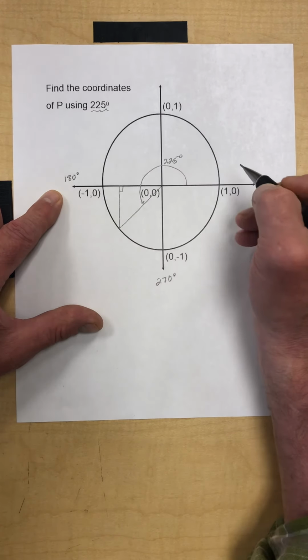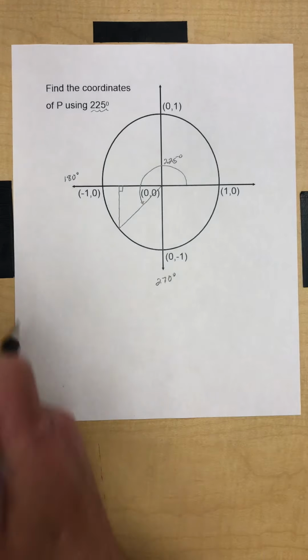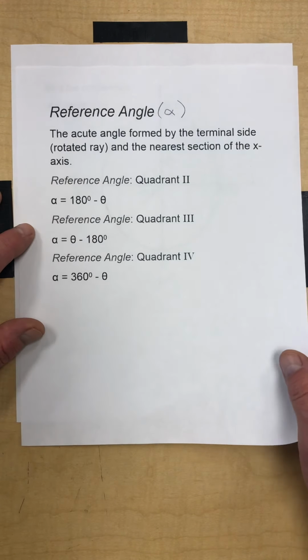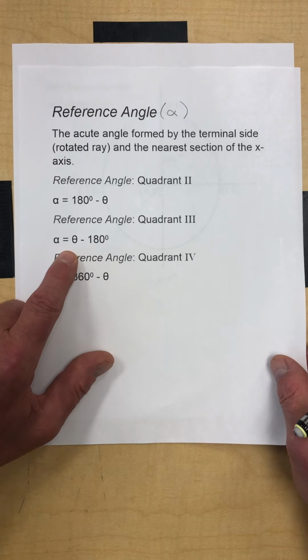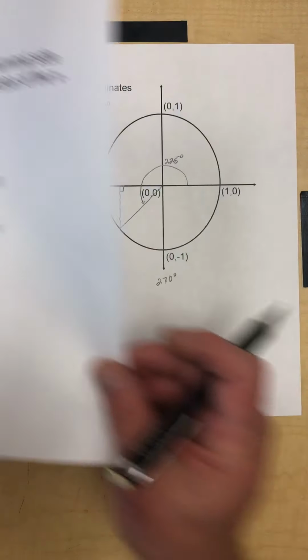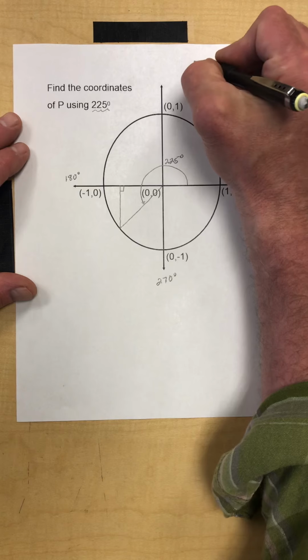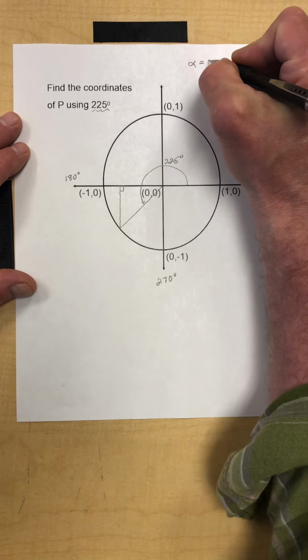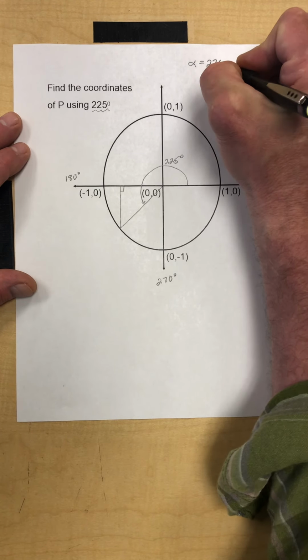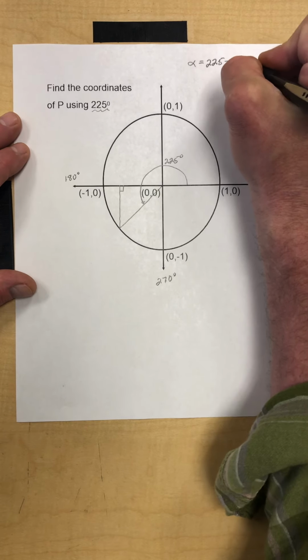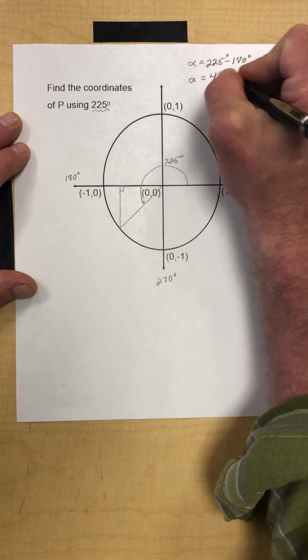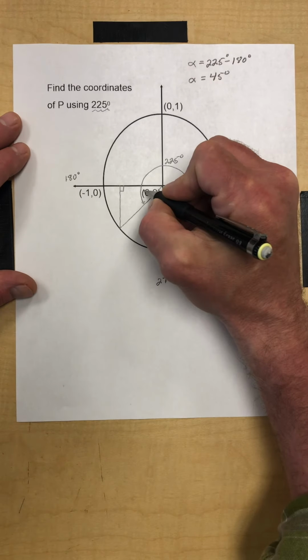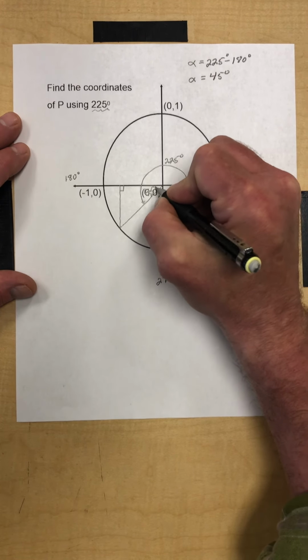And what's my reference angle? Again, we're in quadrant 3, so we go to our rules. If we're in quadrant 3, we go theta minus 180. So I'm going to have to go 225 minus 180 to get my reference angle. So my alpha, my reference angle, is 225 minus 180, and that will give us 45 degrees. So this angle in here is 45 degrees.